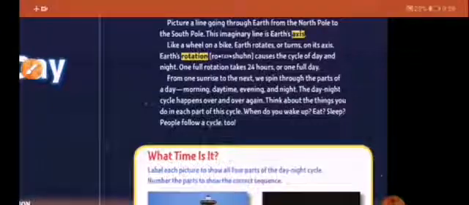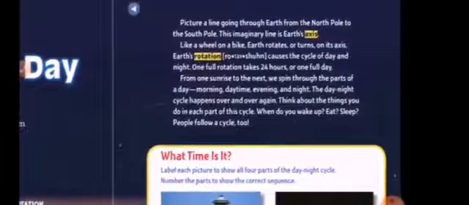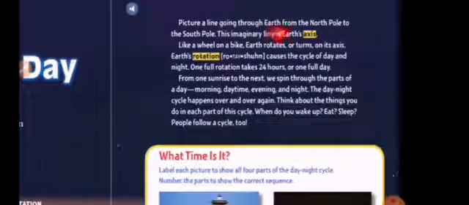And now, axis: a line going through Earth from the North Pole to the South Pole. Please highlight this sentence. This imaginary line is the Earth's axis. Please highlight this sentence. Next, Earth's rotation causes the cycle of day and night. And one full rotation takes 24 hours, or one full day. Please also highlight these two sentences.